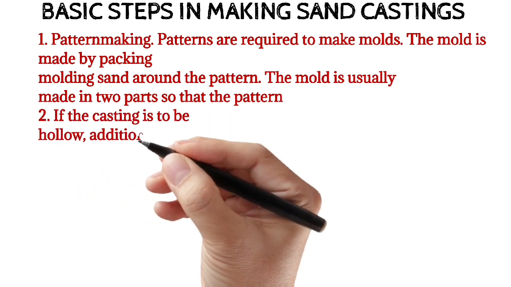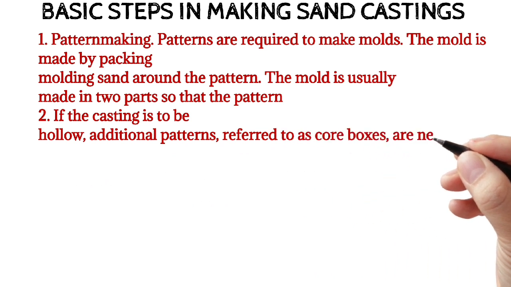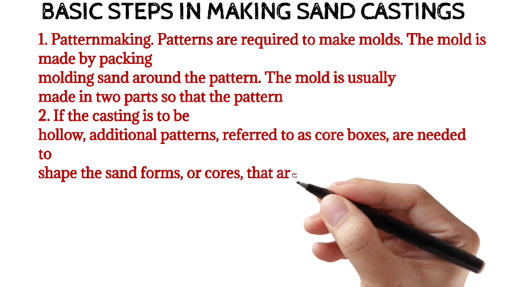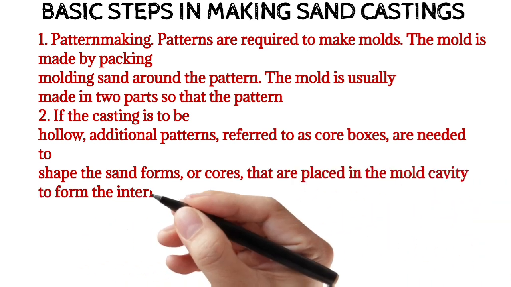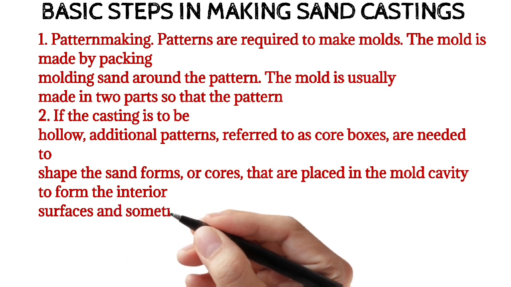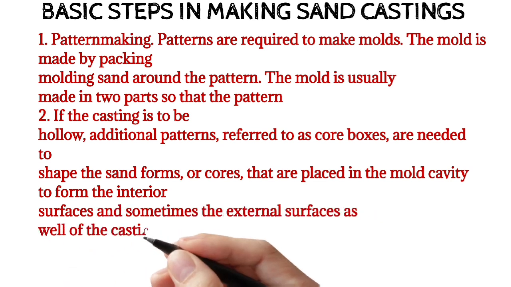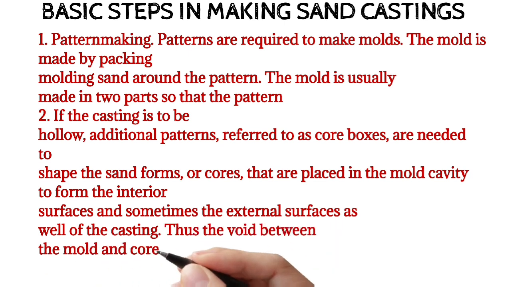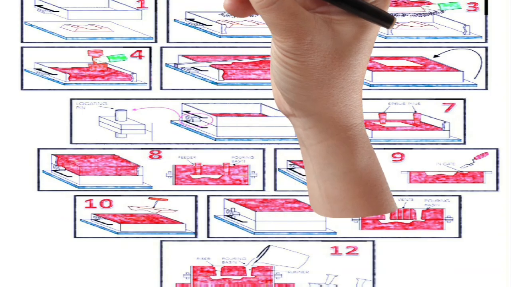Number 2, if the casting is to be hollow, additional patterns referred to as core boxes are needed to make the sand forms or cores that are placed in the mold cavity to form the interior surface and sometimes the external surfaces as well of the casting. Thus, the void between the mold and core eventually becomes the casting.